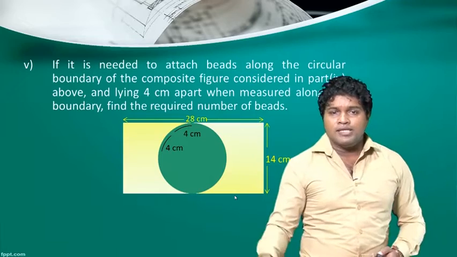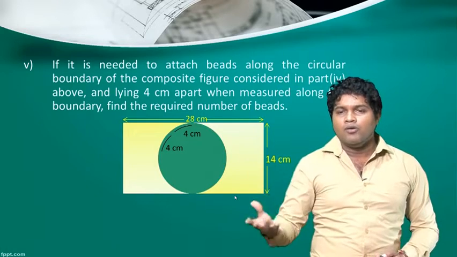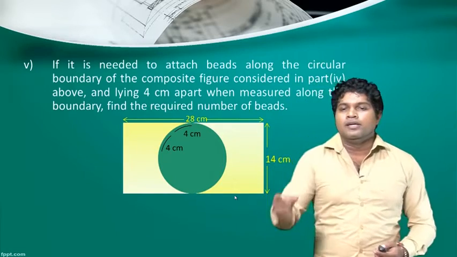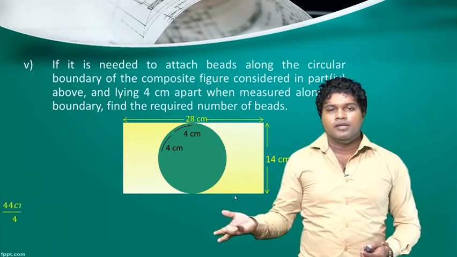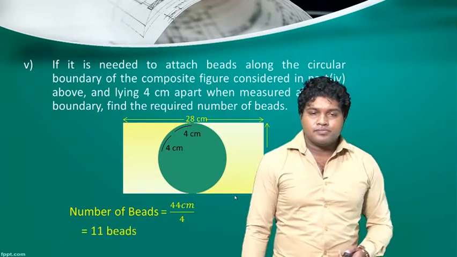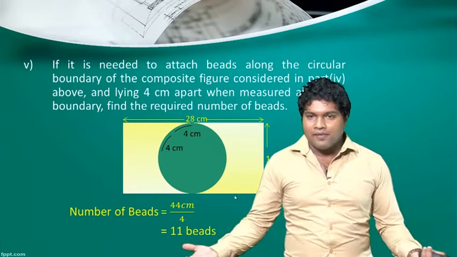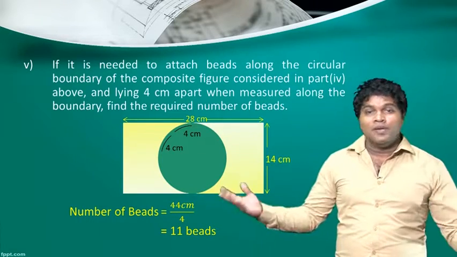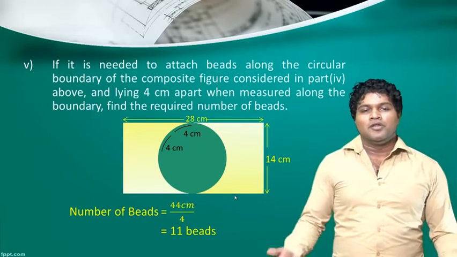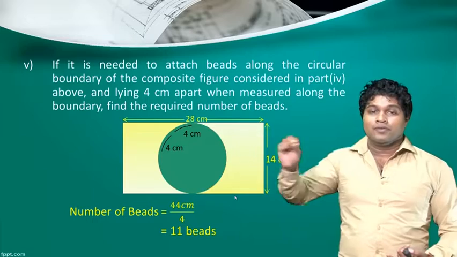Along this 44 centimeter boundary, you have to place the beads 4 centimeters apart. How do we find the number of beads? You just have to divide the whole length by 4 centimeters. 44 centimeters divided by 4 is 11 beads. So we can place 11 beads around the boundary. That's the answer. An easy question, but at first sight it won't seem easy. Finally it was easy. This is the difference in the exam too. You have to do such questions carefully by reading enough.